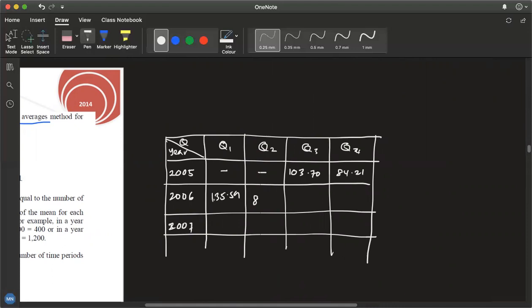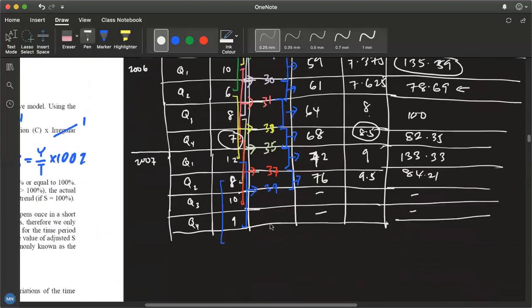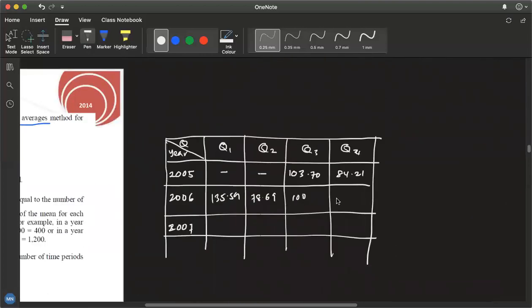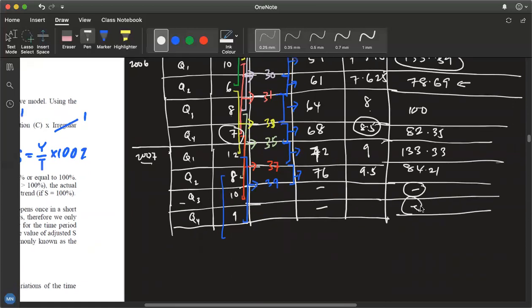Sorry, this is 78.69, right? Is it 78.69? And the next is 100, and this is 82.35, and this is 133.33, right? And this is 162.90, and the last value is no value, right? For 2007, quarter number 3, there is no value, right? Quarter number 4, also no value.